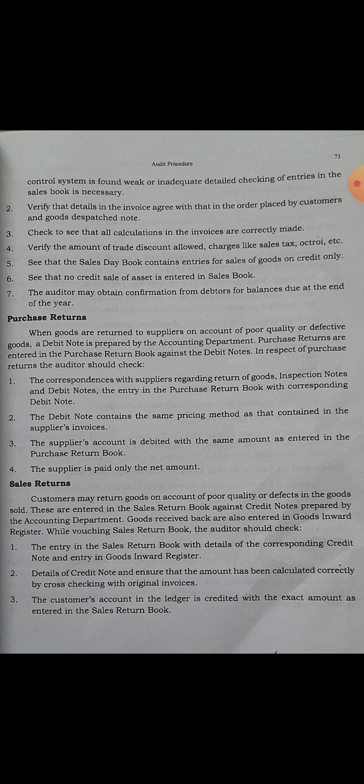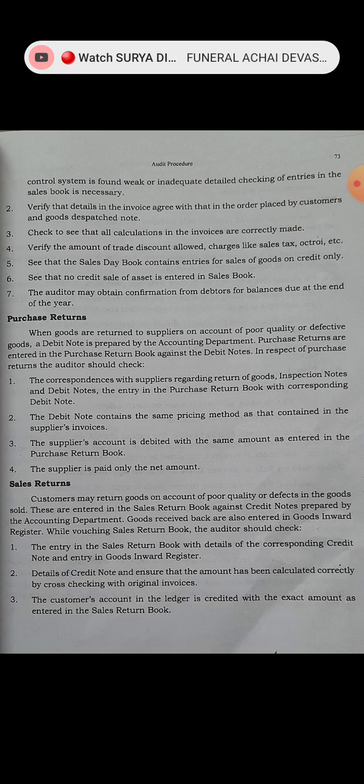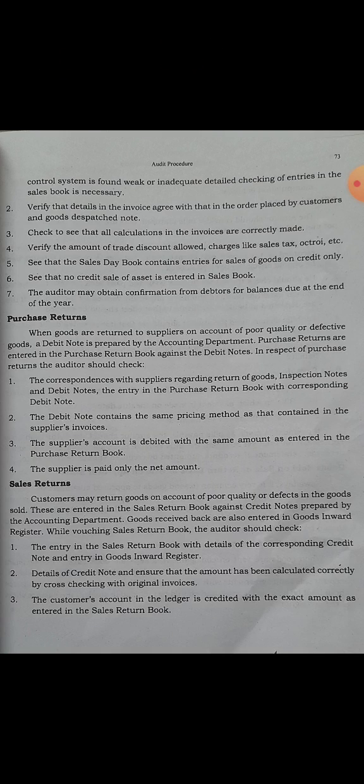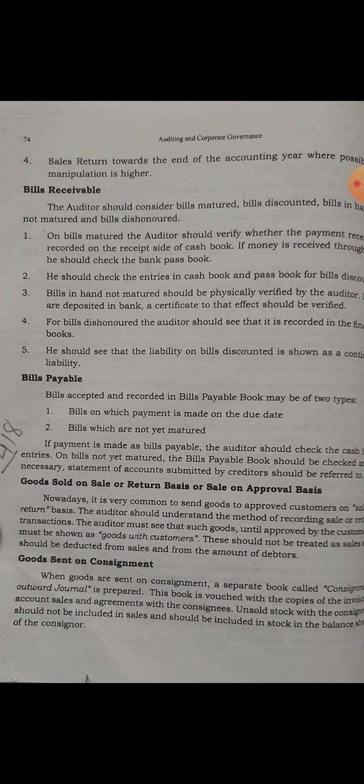In the case of sales return, check the entry in the sales return book with the details of the corresponding credit note. The details of the credit note ensure that the amount has been calculated correctly. Third point is the customer's account in the ledger is credited with the exact amount as entered in the sales return book. Fourth, sales returns towards the end of the account year are where possible manipulations are higher. So check that no manipulations have happened.